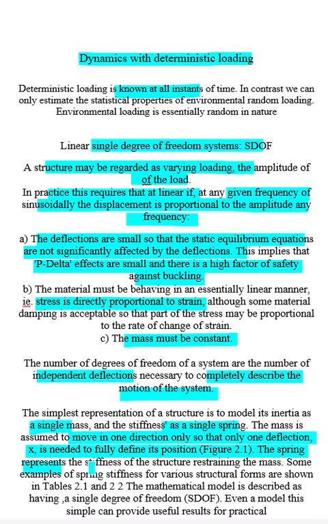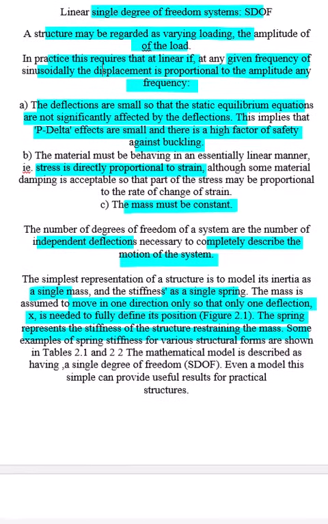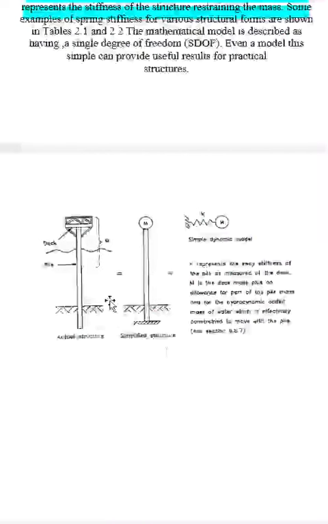The spring represents the stiffness of the structure, restoring the mass, and some examples of spring stiffness for various structural forms are shown in the table. The mathematical model is described as having a single degree of freedom. Even a model this simple can provide useful results for practical structures. Here you can see it.